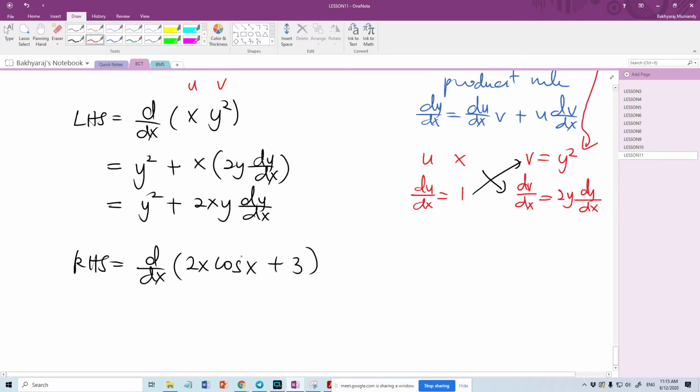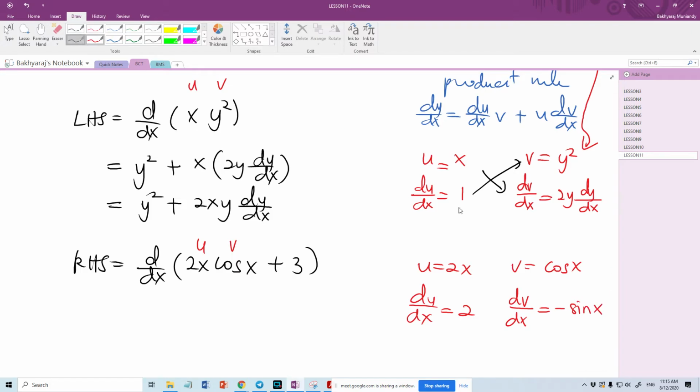Again you need to use the product rule, uv. So what is our u? u is just 2x and v is actually cos x. So differentiate, you get du/dx which equals, correct, 2. What about our dv/dx? Correct, minus sin x. Very good.